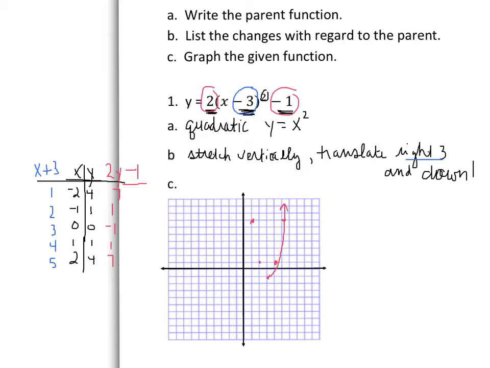Sorry, I missed that 1 point there. Yikes, it's not looking very good. Okay, so here's my quadratic. Best that I could do with using my stylus. And I would always double check it, just make sure. It did stretch vertically. You can see that it's getting narrower if I would have gone through the correct points. Translate right 3, yes it did, and then down 1 it did.